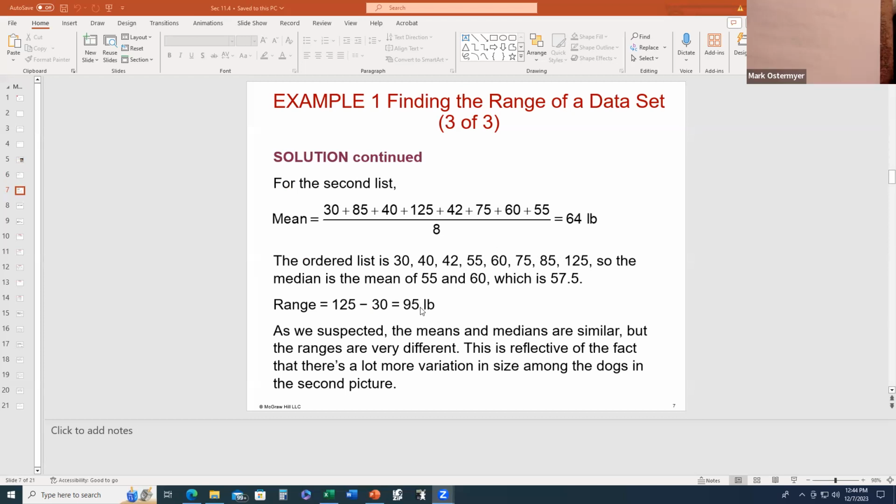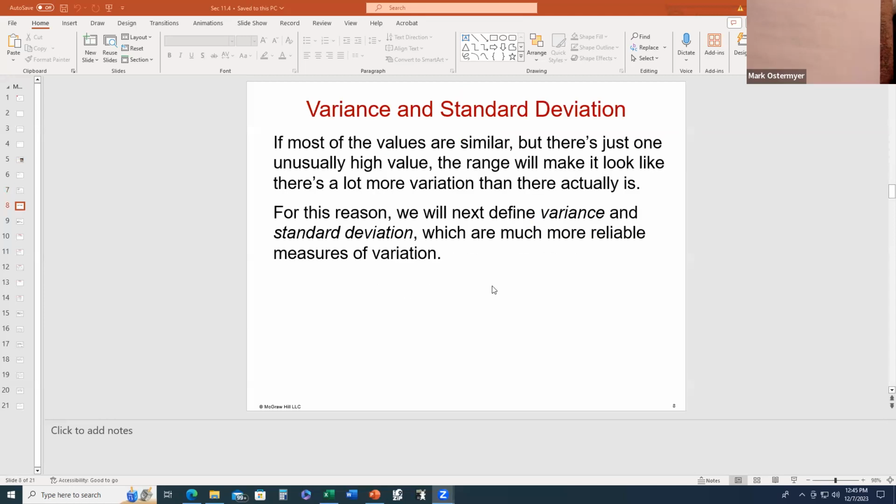And that's why the range is at least doing a little better job in helping us to understand the differences between these data sets. So there is a little bit more variation in the weights of the second group as opposed to the first group. But like I said, the range is insensitive to all the data values in between the max and the min. And because of that, statisticians wanted to come up with a statistic that is more robust, more sensitive to all the data values within a data set in trying to express the variability.